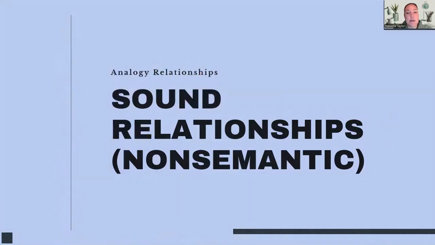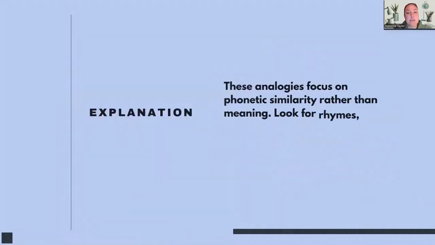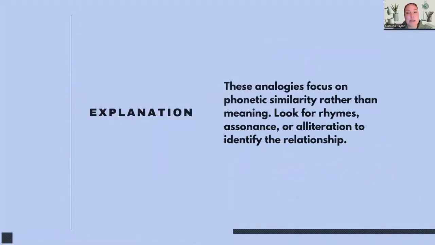Analogy relationships. Sound relationships. Non-semantic. Sound relationships analogies connect words that share a similarity in sound regardless of meaning. Examples: bow is to wow as row is to glow. Tie is to pie as cry is to fly. Explanation: these analogies focus on phonetic similarity rather than meaning, looking for rhymes, assonance, or alliteration to identify the relationship.